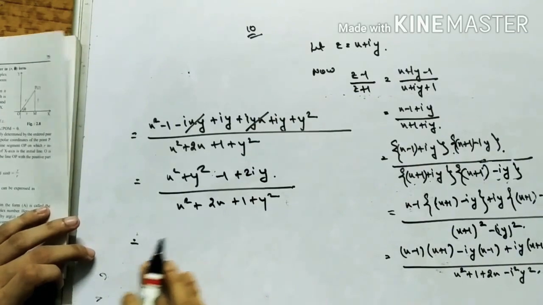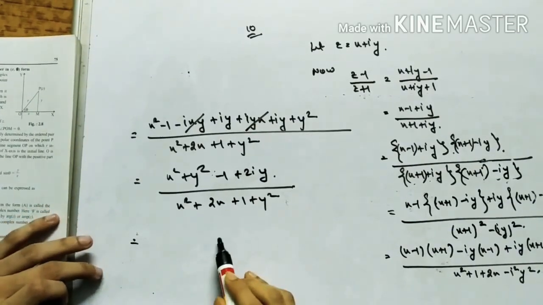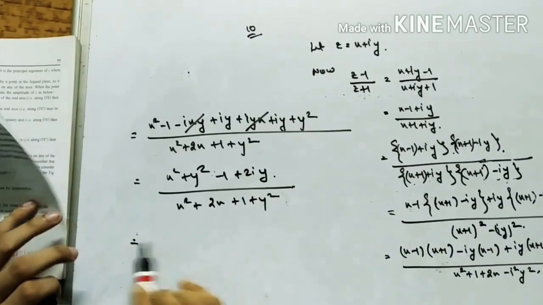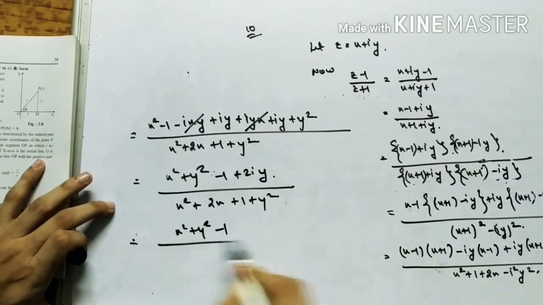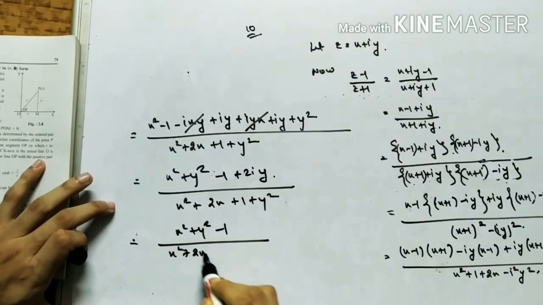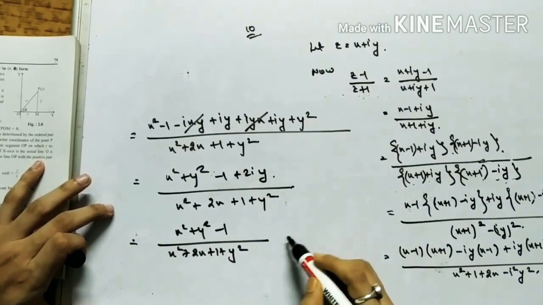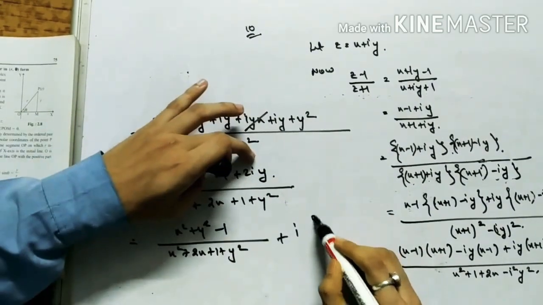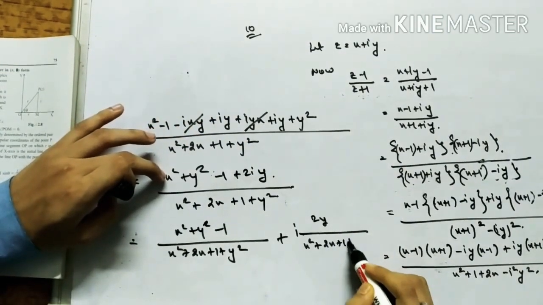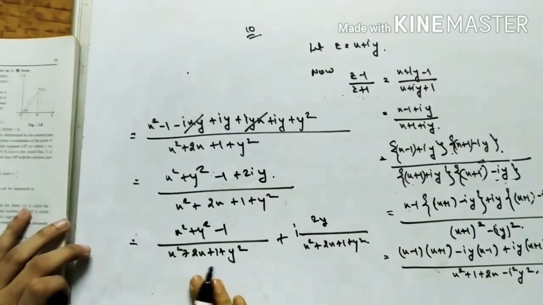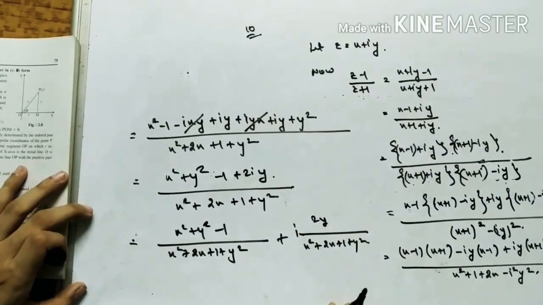To show the modulus of z, or x square plus y square, I will separate it: (x square plus y square minus 1)/(x square plus 2x plus 1 plus y square), plus i times 2y/(x square plus 2x plus 1 plus y square). Real part, imaginary part I will separate.